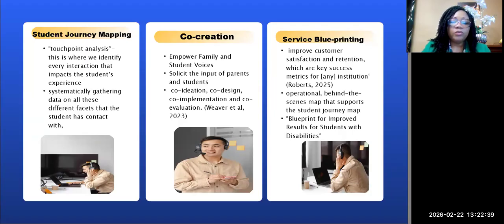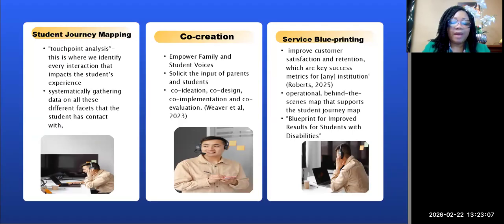So what we're going to do is systematically start gathering data on all these different facets and the people the student has contact with, so we can map out and identify pain points, emotions, and opportunities, creating a personalized, supportive, and effective educational pathway. It allows us to move away from the intuitive way of instructing and focus more on an evidence-based one. We're able to identify exactly where a process is failing.